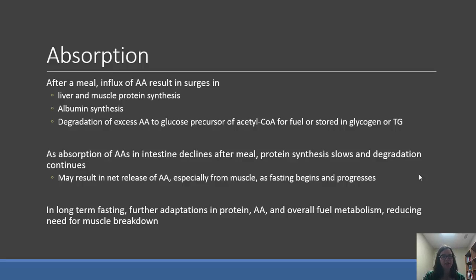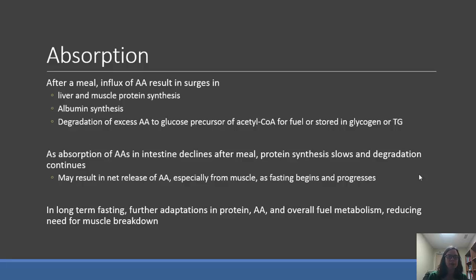So after a meal, the influx in amino acids results in an increase in protein synthesis in the liver and the muscle, including albumin synthesis, and also degradation of excess amino acids into a glucose precursor or acetyl-CoA for fuel or storage in the form of glycogen or triglycerides. So again, this makes sense. We have excess amino acids. We're either going to store them or use them by building proteins or breaking them down to use for fuel.